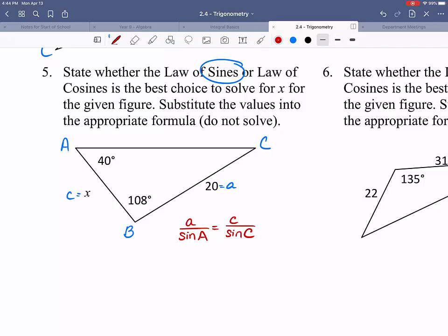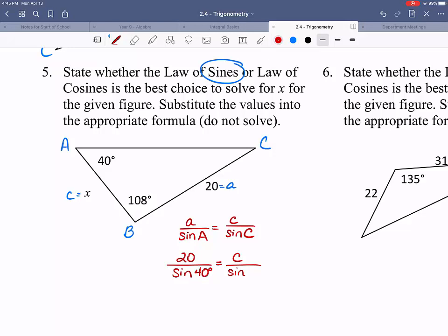Now wait a minute. There's going to be a problem. Do you see it already? If not, I'll point it out to you when we get there. Let's start plugging numbers in. 20 over sine of 40 degrees equals C over sine of what? Oh, we don't know what angle C is. It's not marked, but can you find it?